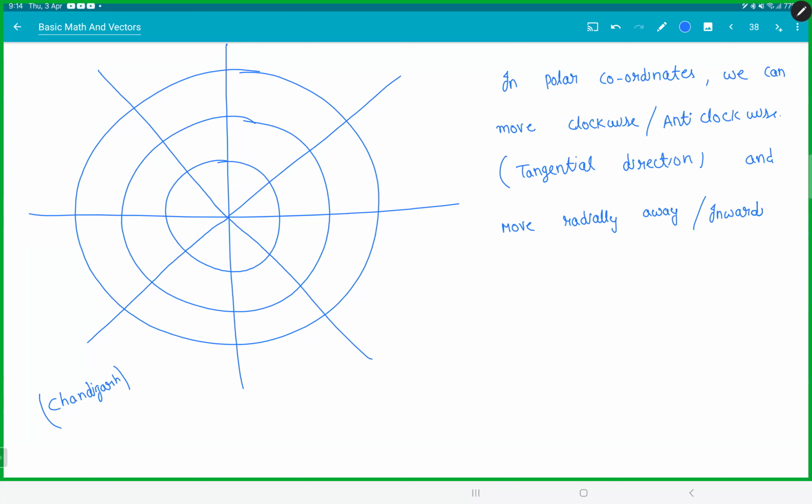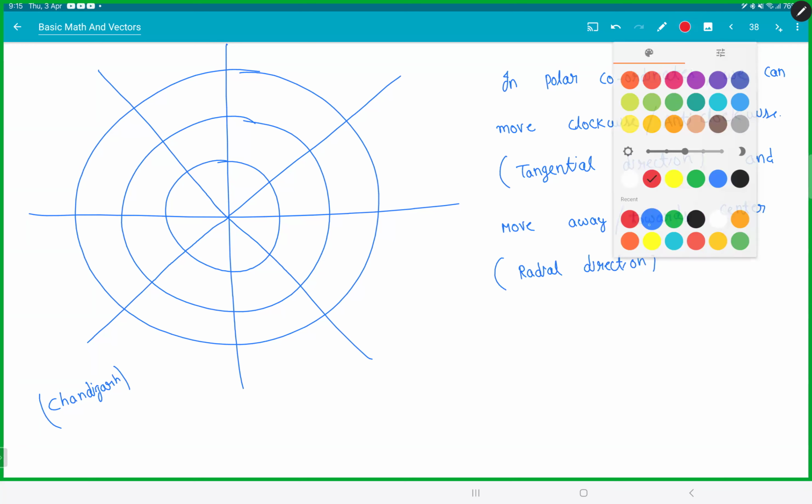Remember in the X and Y axis, we had two directions. You can move along the X axis, along the Y axis. Here it is: move either tangentially or radially. So this is called the radial direction. Or you can say, move away from or towards the center. This is called the radial direction.